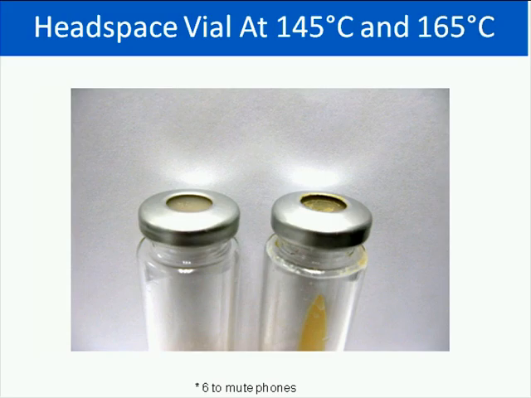Here's a photograph of a vial at 145 degrees and the same paint sample at 165 degrees. You can see the pushed up crimp seal and the paint that has spewed out at 165 degrees. That would indicate a loss of sample. Now let's move on to the paint samples that we did.